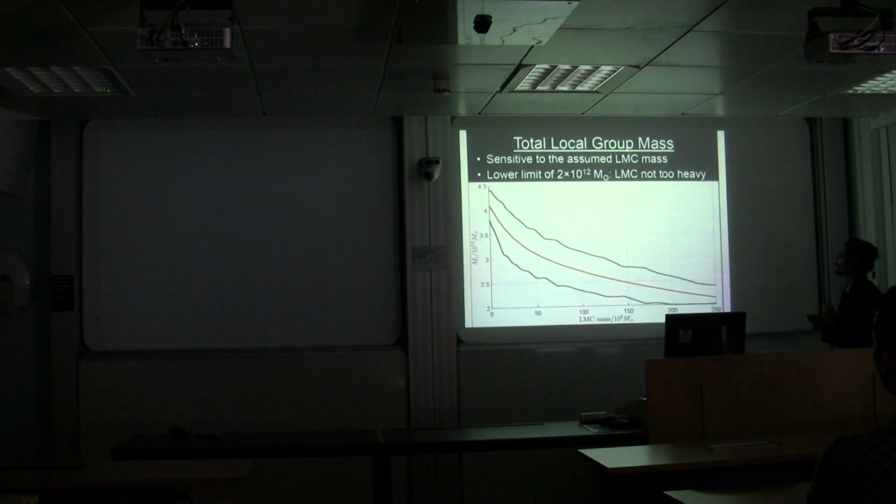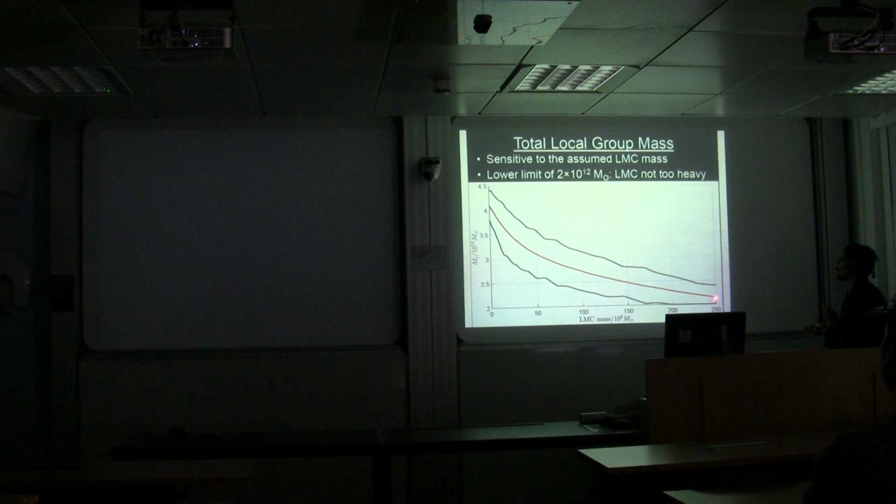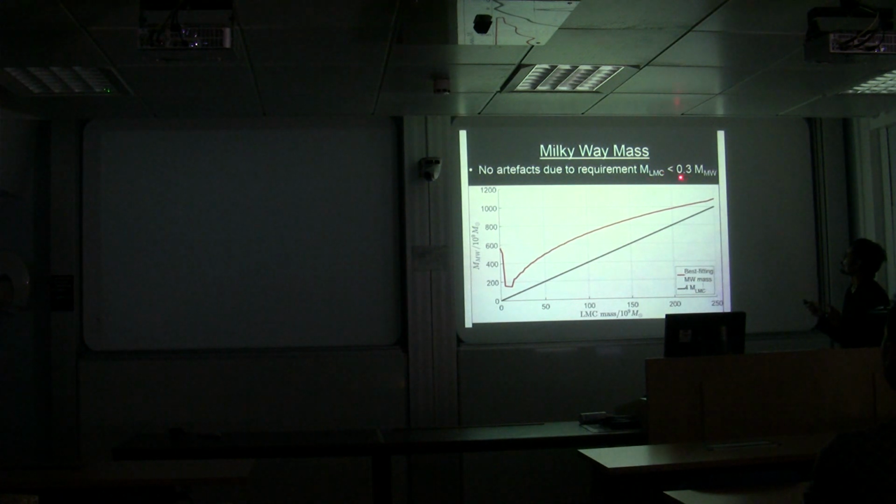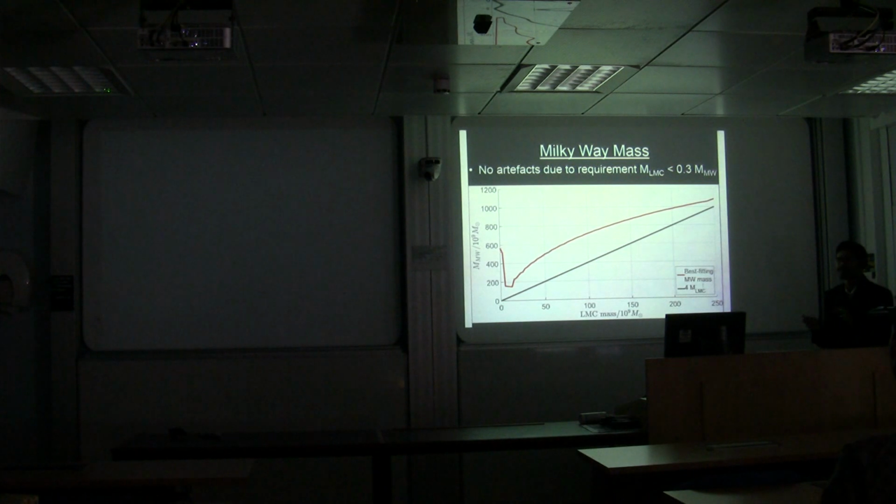So just a few other things we've managed to extract very recently is the total local group mass, which people are reasonably sure is above 2 trillion solar masses. So again, you can see, although it keeps dropping, you don't want a too heavy large magnetic cloud. And the Milky Way mass, just to show that we had to impose a restriction on the large magnetic cloud mass to stop it being unphysical, and that hasn't had too much of an effect.